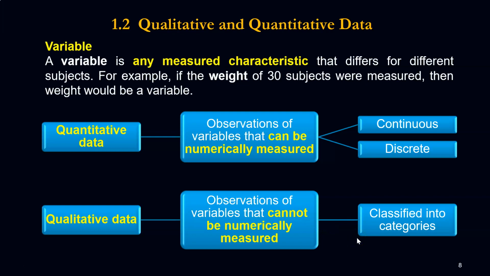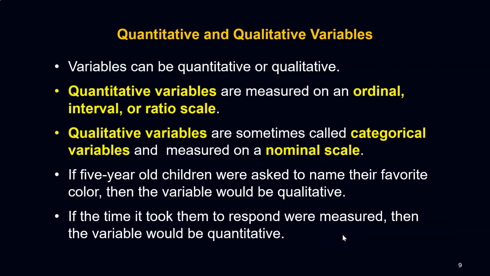So there are two types of data, quantitative and qualitative. Okay, variables can be quantitative or qualitative. Sama jugalah kalau data tadi boleh jadi quantitative data ataupun qualitative. Variables also can be quantitative or qualitative. So quantitative variables are measured on an ordinal, interval or ratio scale.